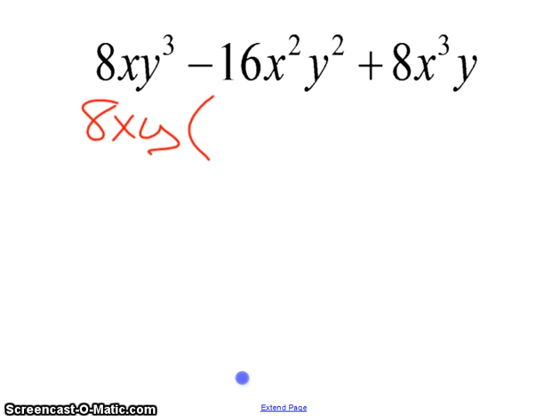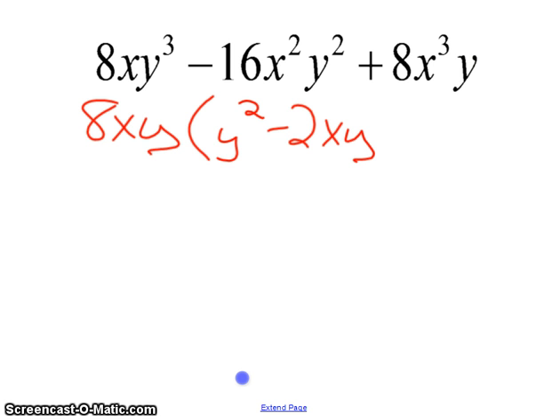All right, so 8 divided by 8 is 1. X divided by x is 1. Y to the third divided by y is y to the second. So I've got a 1y to the second. I don't need to write the 1. Negative 16 divided by 8 is negative 2. X to the second divided by x, subtract the exponents, gives you x to the first. Y to the second divided by y, subtract the exponents, is y.